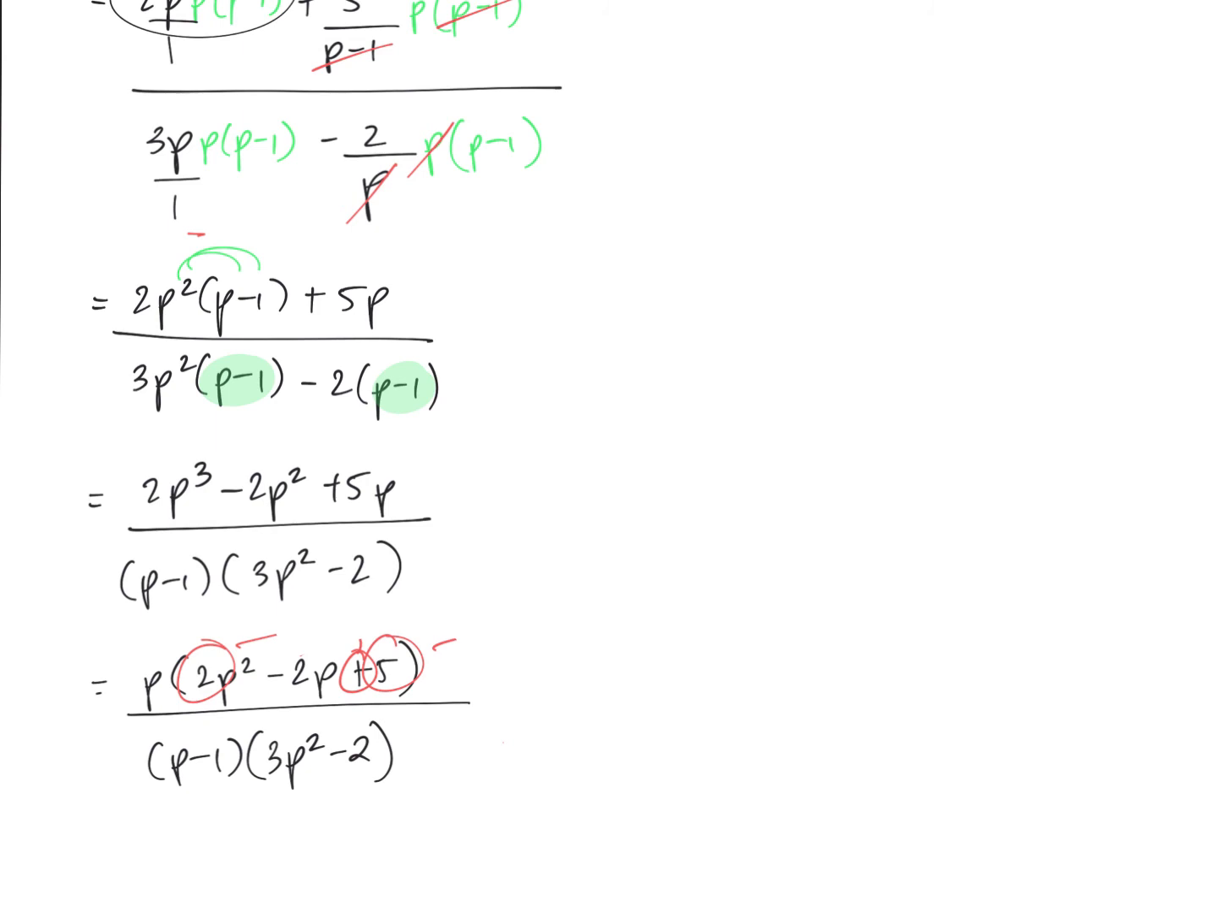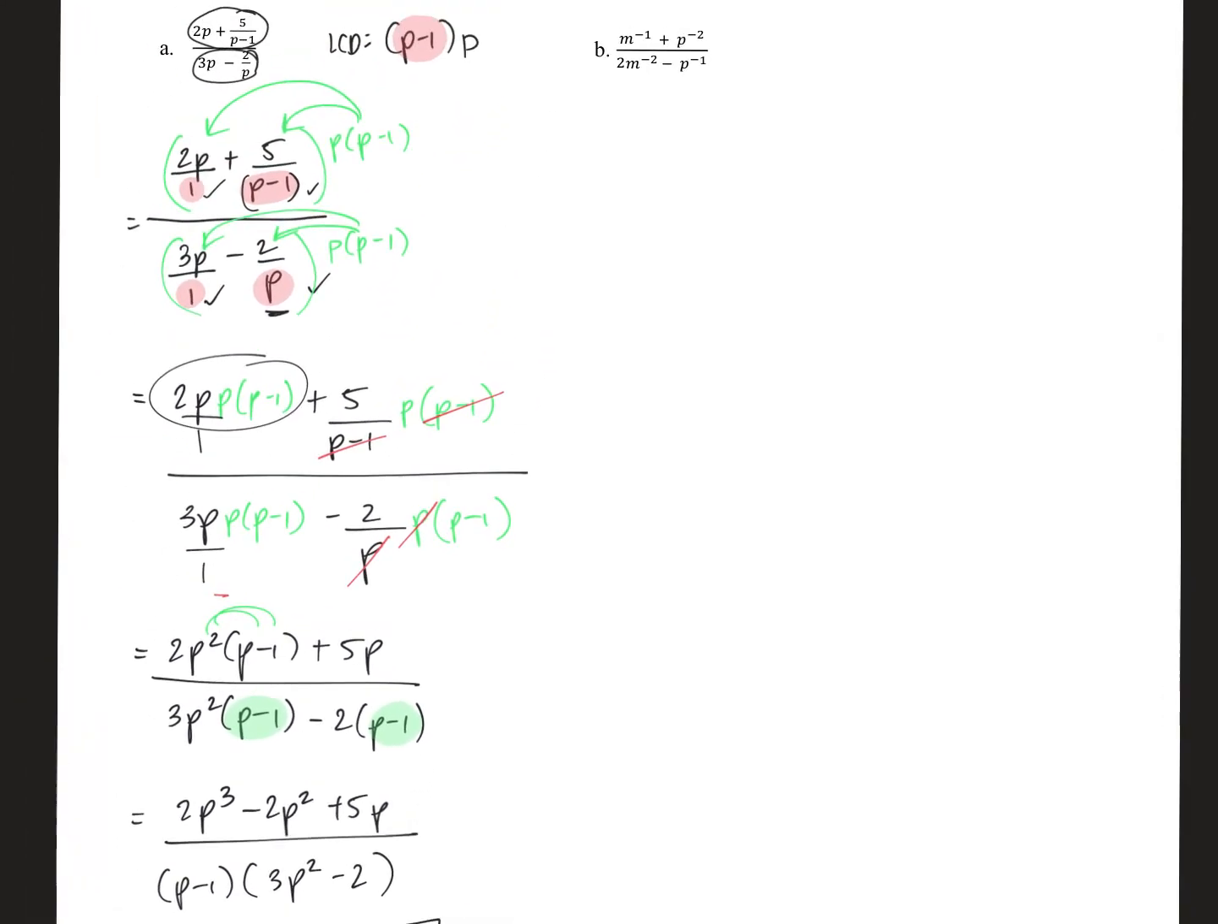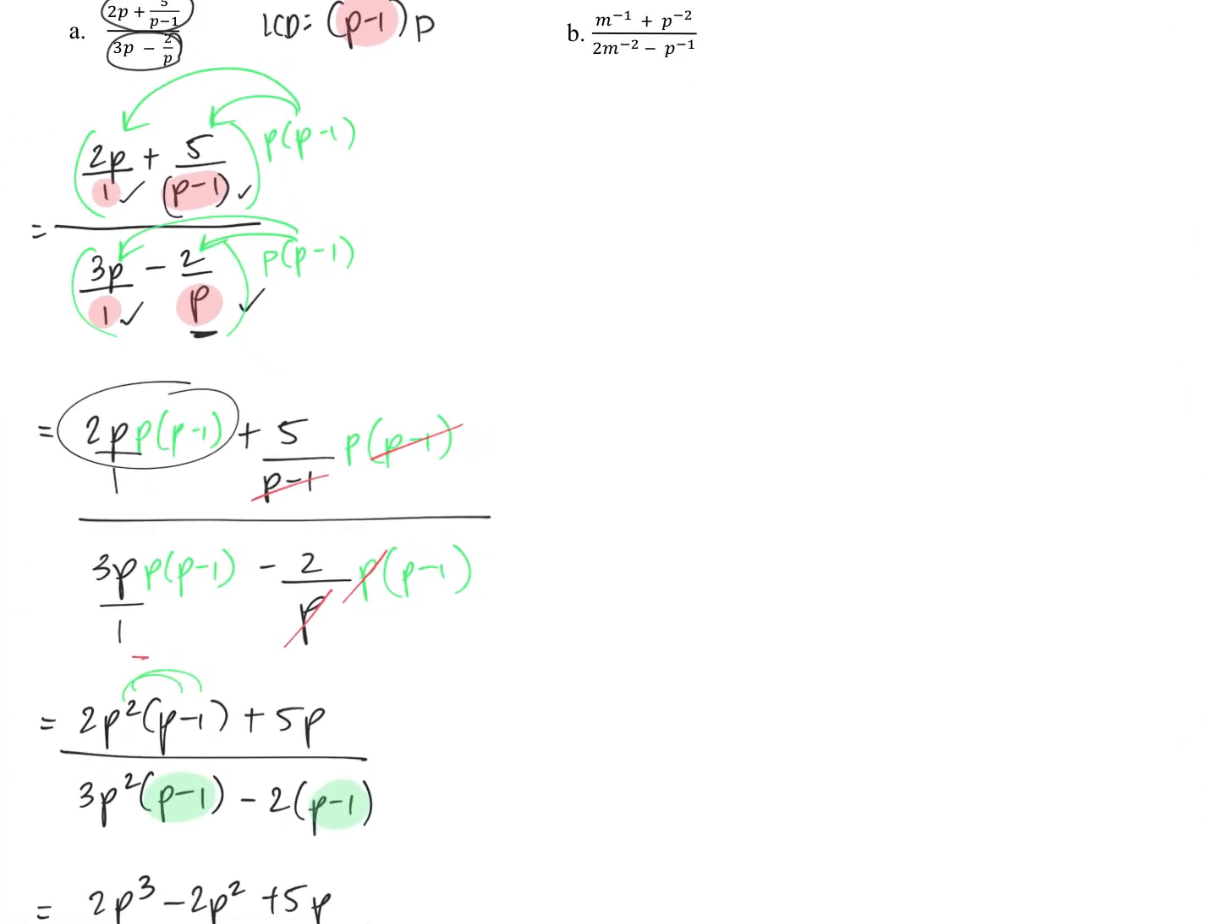Alrighty, and that is going to be it. We factored it as much as we can. So once you try and factor it, if you can't simplify anything, then you are done. Alrighty, and that is it. Not the prettiest answer, but it'll do. Alright, let's take a look at the last one.